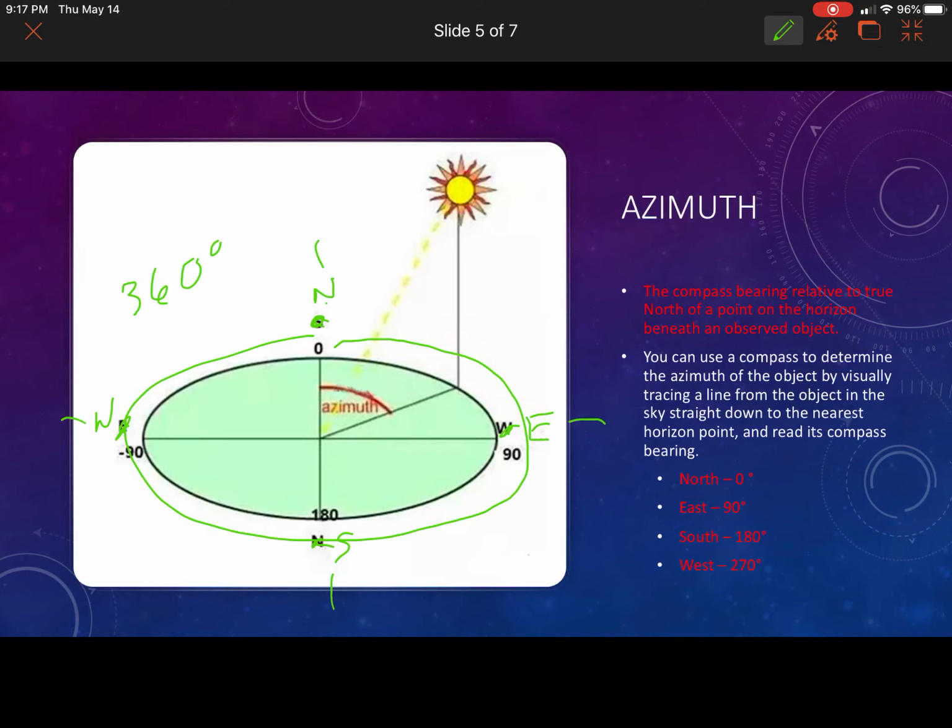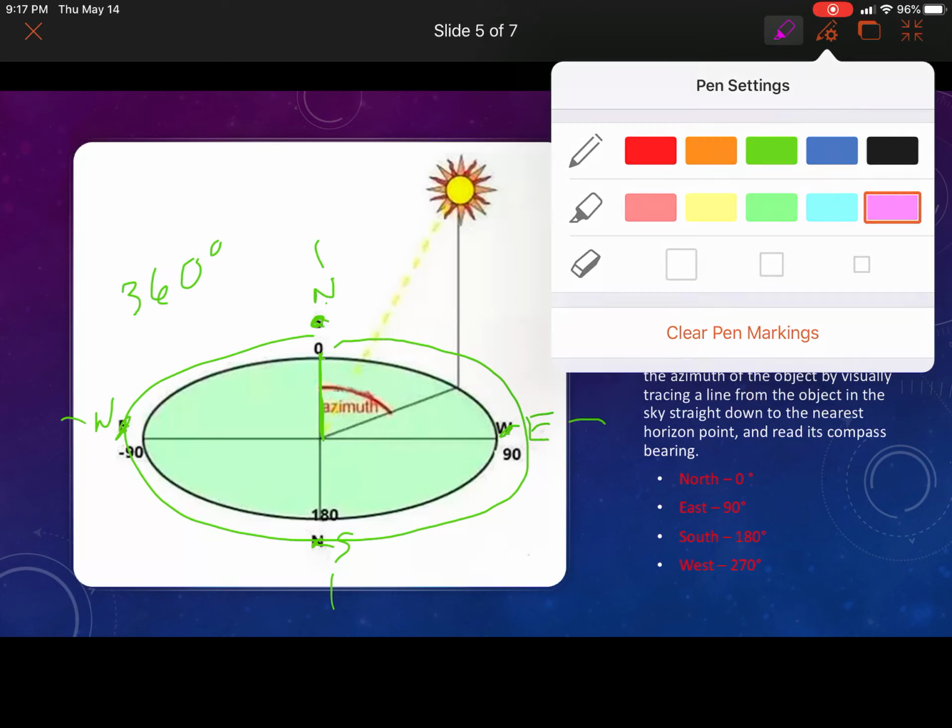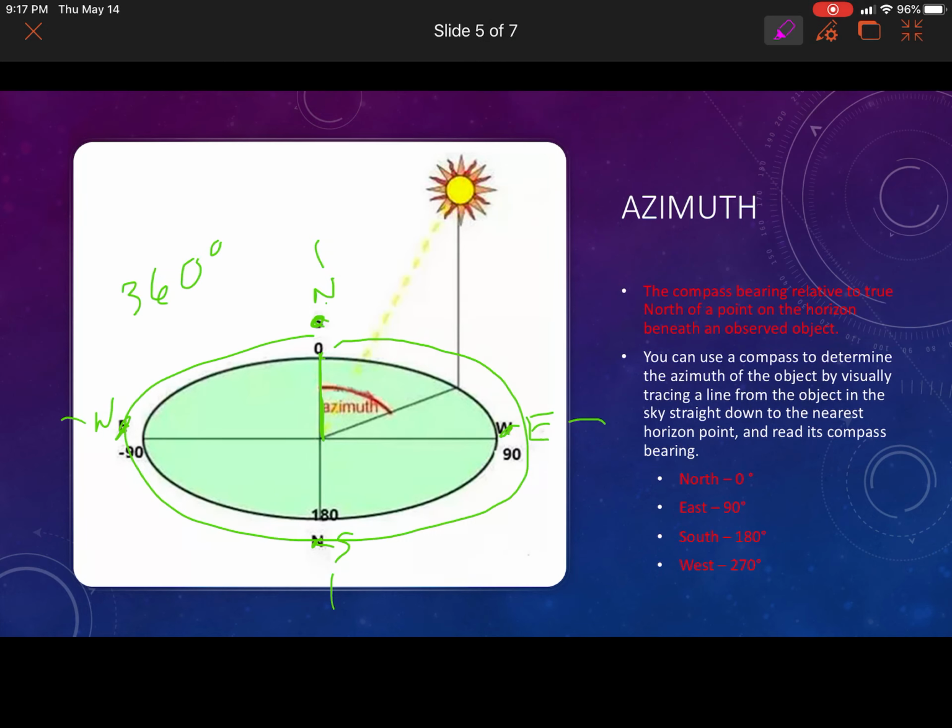So the azimuth is how far off of north something is. If we look at this one, you're looking here. The 0 degrees would be true north, so directly north overhead would be 0 degrees. Now, the sun is clearly not at exactly 0 degrees. It's over here, right? So we have to move over, to right about there. That is how many degrees off of north it is.